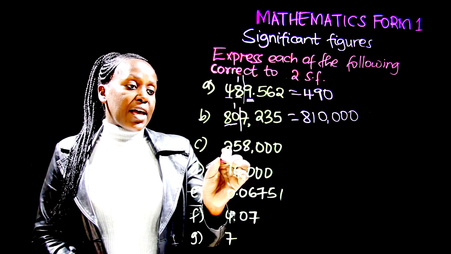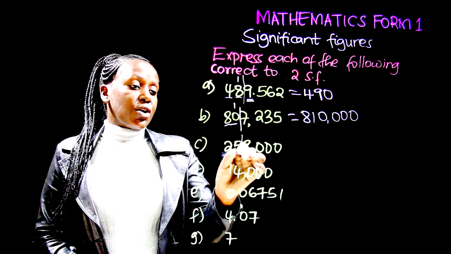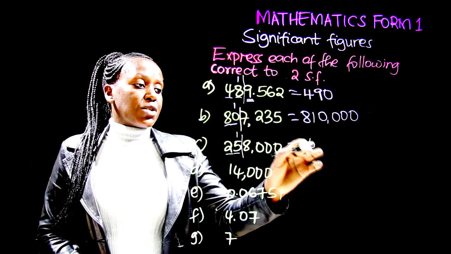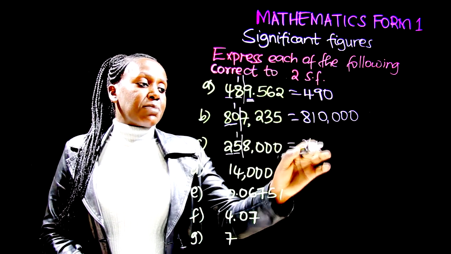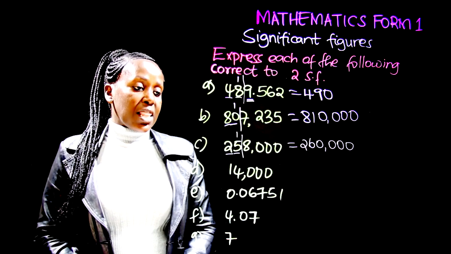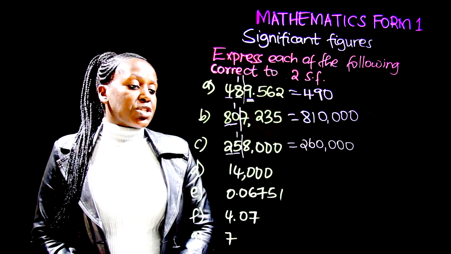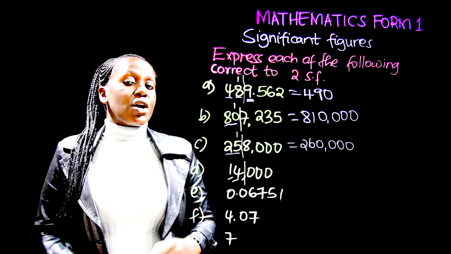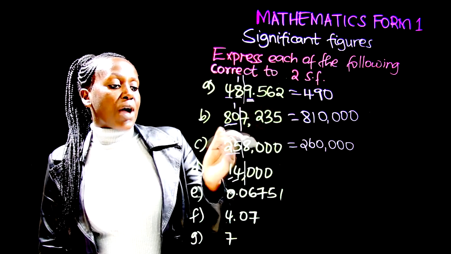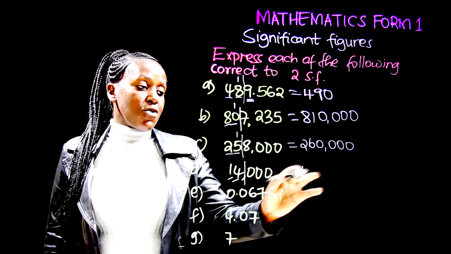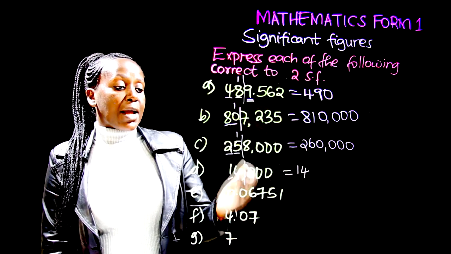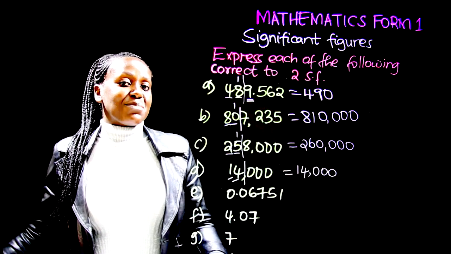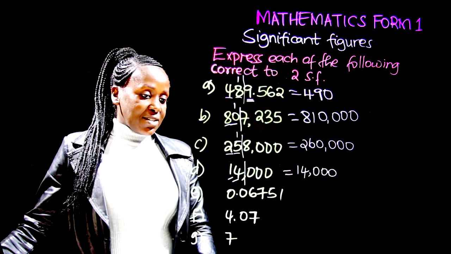Next, we have 258,000. So again, 1, 2, put a stroke. 8 is greater than 5, so we add 1 here, and this will become 26. Then the rest will become zeros, so 260,000. Then we have 14,000. We count 1, 2, and 0 is less than 5. So we are not going to add 1 to 14. It's just going to be 14. But to retain the value of the number, the rest of the values will become zeros. So 14,000 has been approximated to 14,000.